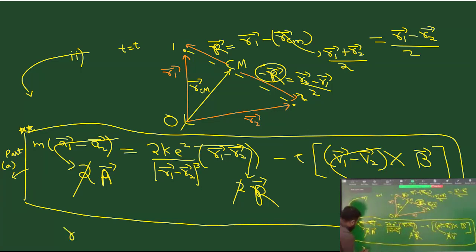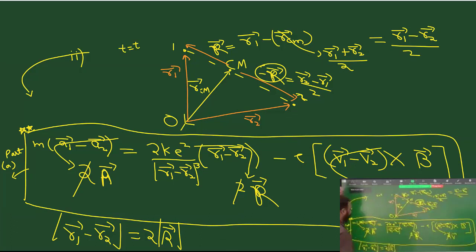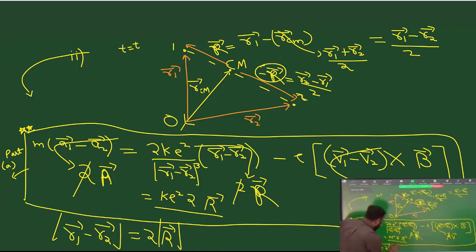Remember, I will replace the mod of R1 vector minus R2 vector by the mod of 2R vector. That's what I'm trying to say. Then the term 2 will obviously cancel out, and effectively this will become 2R. You will get ke square times twice the R vector, and below, it is clear that it is the cube of the mod of the 2R vector. That's what we are getting: ke square 2R vector upon the cube of the mod of the 2R vector.